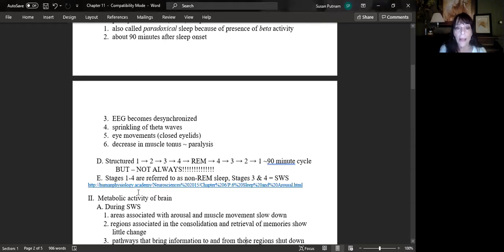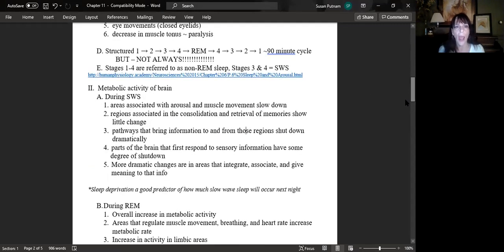So I know we've talked about how metabolically demanding the brain can be. The brain needs glucose, and the amount of glucose uptake you can see in the brain during certain imaging studies is indicative of how active certain brain regions are. So what is happening metabolically during these different stages? I'm not going to worry about stage 1 and 2. I'm going to move right to the slow wave sleep.